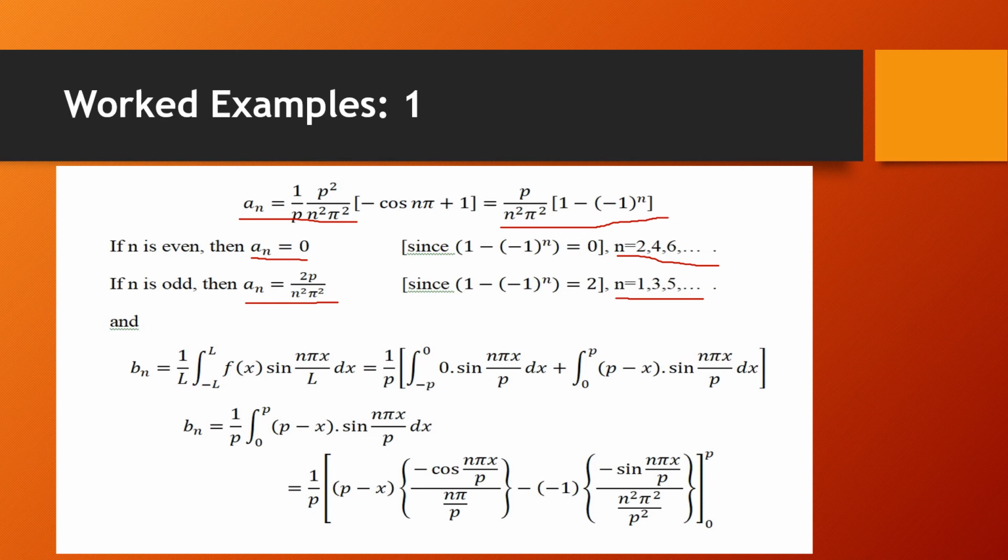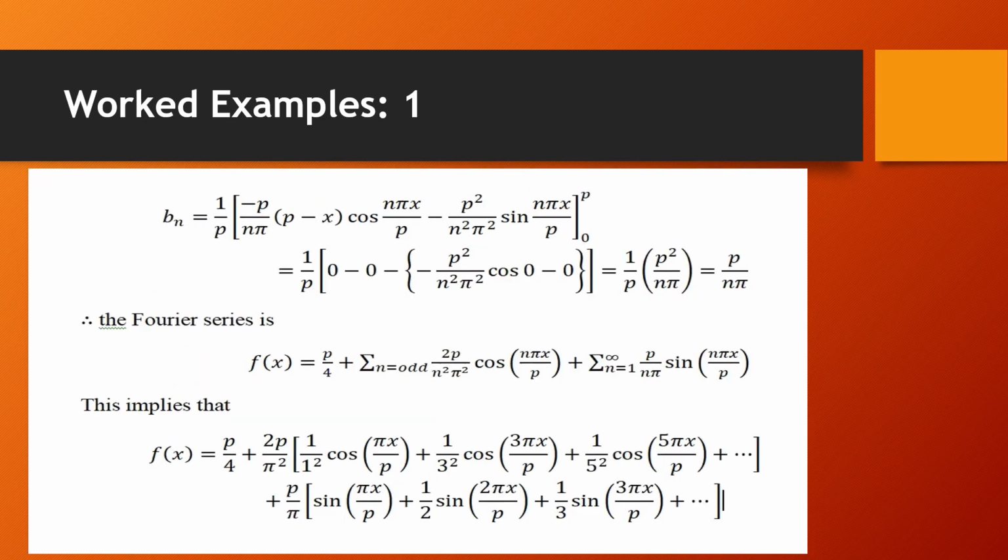Now we are going to calculate the value of b_n by substituting the values of p and the function in the b_n formula. By putting the values in the b_n formula, we get b_n equal to p upon n pi. Substituting a naught, a_n and b_n in the Fourier series and expanding it with respect to the terms, we just have to expand the Fourier series up to 3 or 4 terms of the summation.